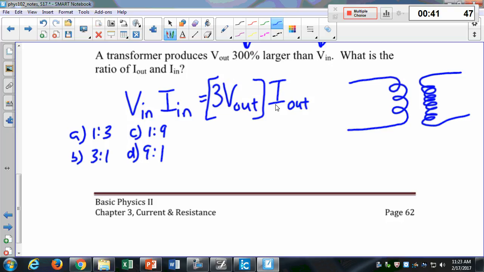What must the ratio of Iout to In be in order for this to be equivalent? And right now it's not equivalent.